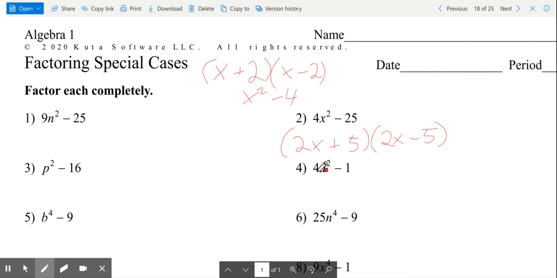Again, I need to find the square root of this. So the square root of 4 is 2. Square root of a squared is just a, plus square root of 1 is just 1. And then 2a minus 1. So whatever you get in the first one, the second one's always exactly the same. It just has a minus instead of a plus.